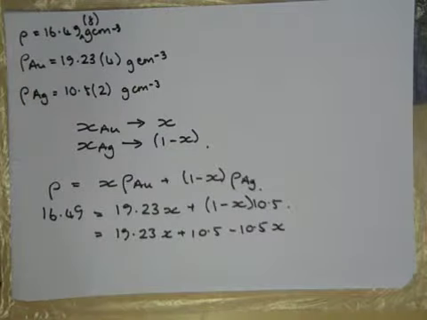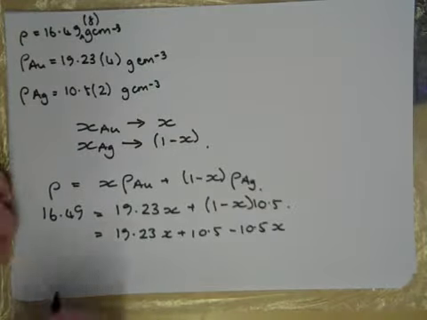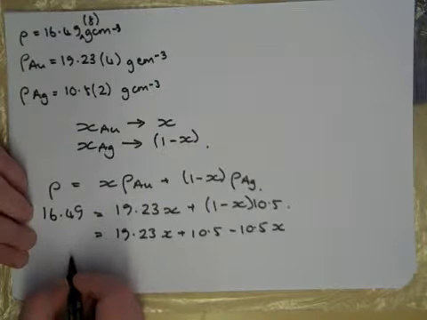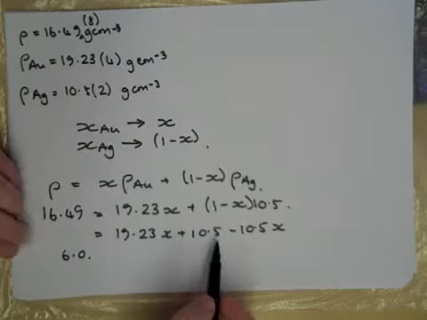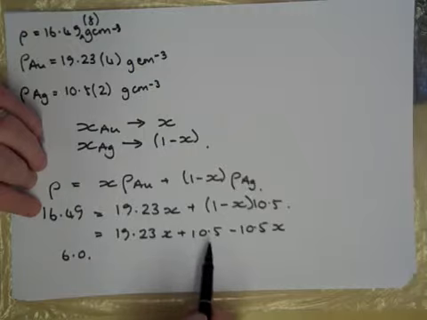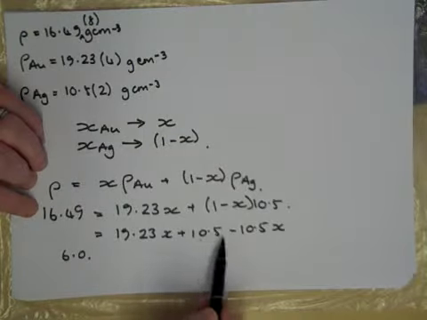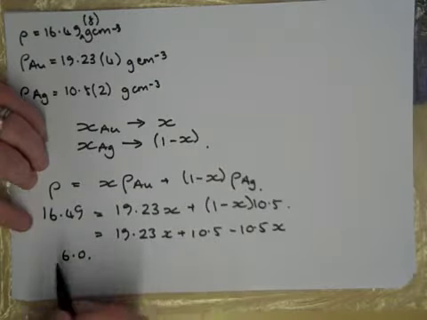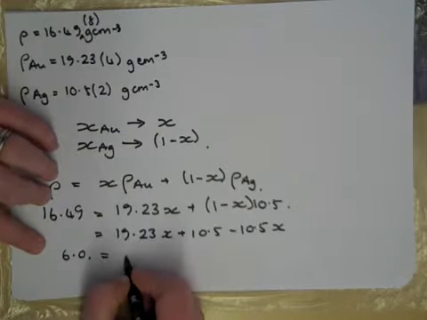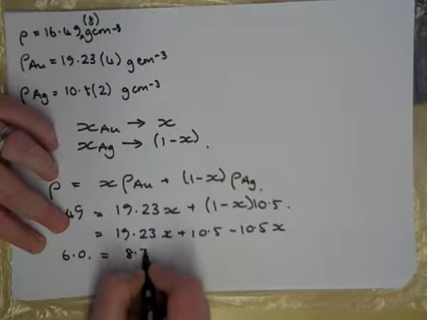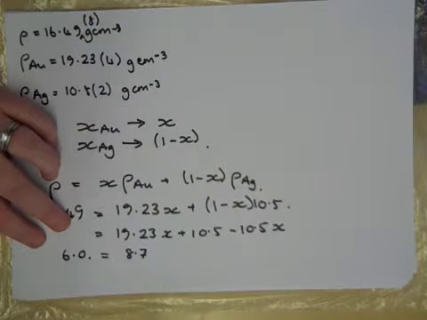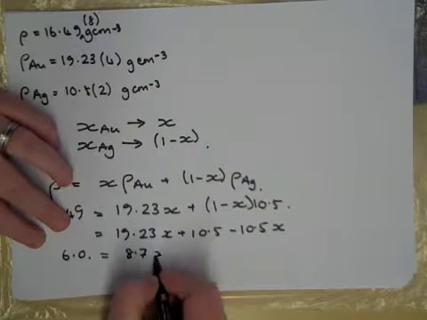Or just rearranging this to make sure all of my X's are on one side and all of my numbers are on another, I end up with 6.0. So in this case, 16.49 minus 10.5, I'm going to keep the fewest number of decimal places. So 6.0 is equal to 8.7. Again, I keep the fewest number of decimal places, X.